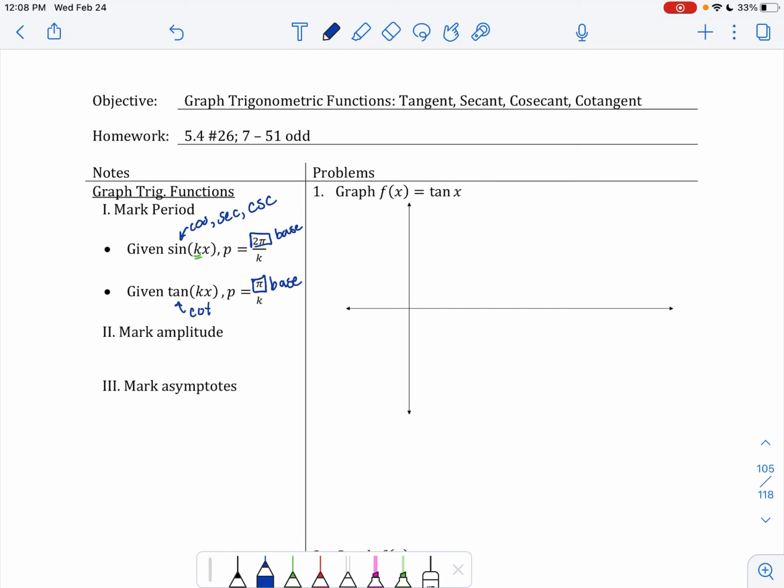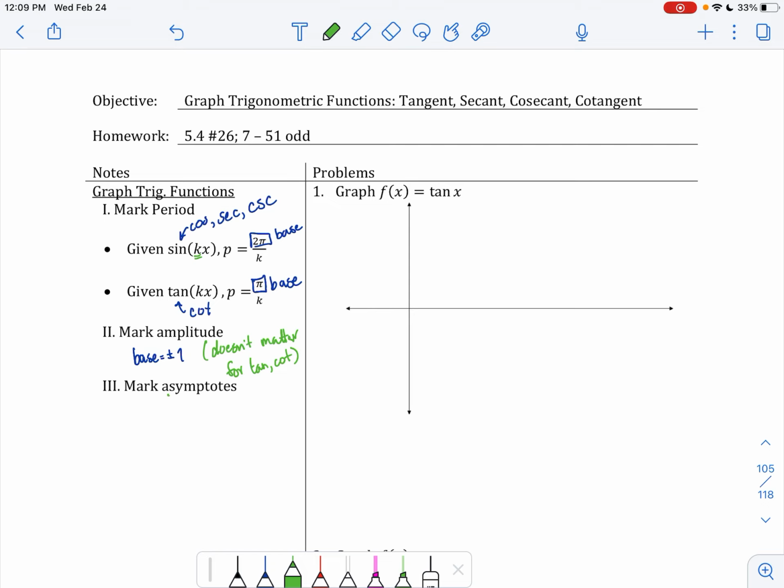Amplitude, again, is going to be your outer a term, if there's one right there. So your base for this is plus or minus 1. And I'll give you this note right now, that it doesn't matter for tangent and cotangent. It absolutely does matter for secant and cosecant, so we'll talk about that, but it doesn't really matter for tangent and cotangent.